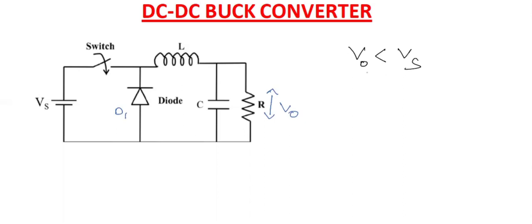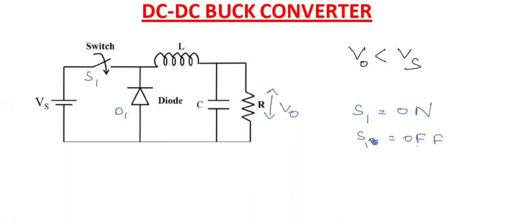DC to DC buck converter means the output will be less. That is, the input voltage is bucked or lowered to a lesser value. In case of a DC to DC buck converter, there are two modes of operation. There is a switch S1 given. One case is when switch S1 is on, and the second case is when the switch S1 is off. On condition and off condition, how does the circuit behave?